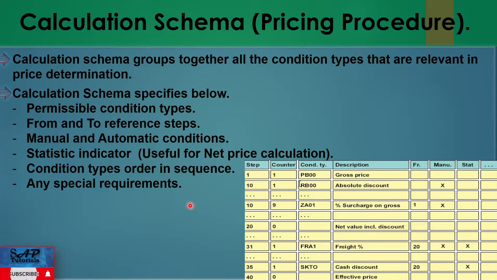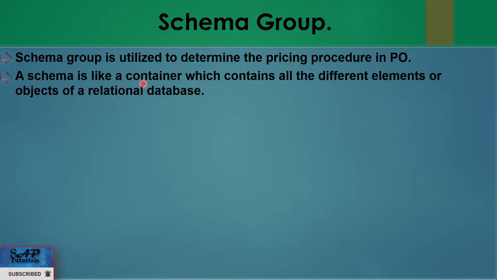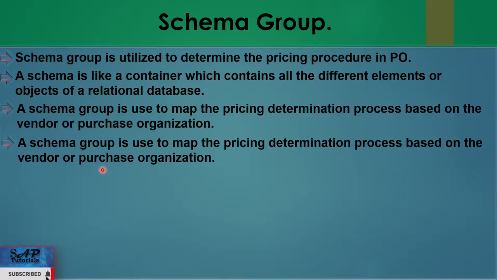Then next we will see schema group. I have already shown schema group. Schema group is utilized to determine the pricing procedure in purchase order, and schema group has two components: one is vendor and the other one is purchasing organization. Also schema group is used to map.